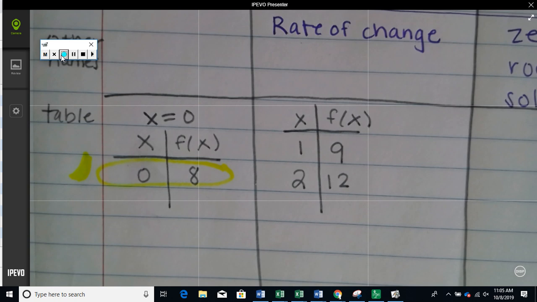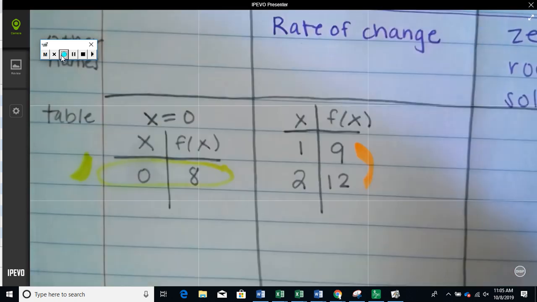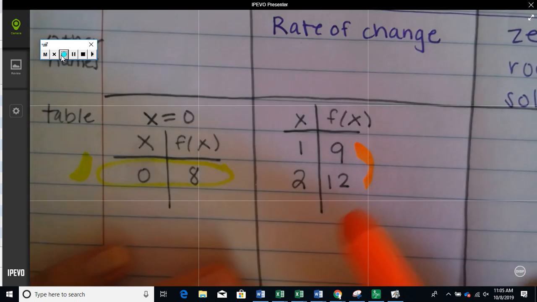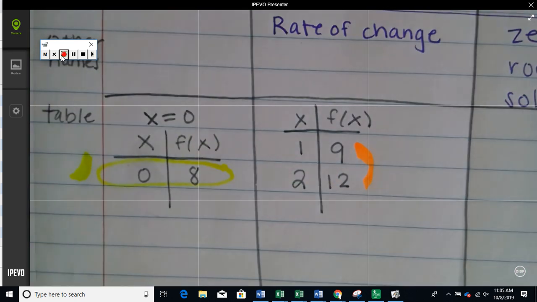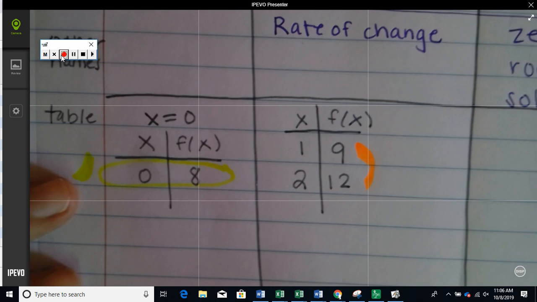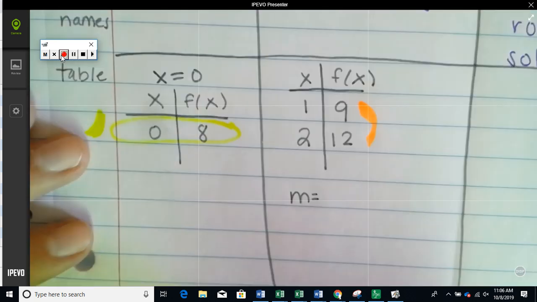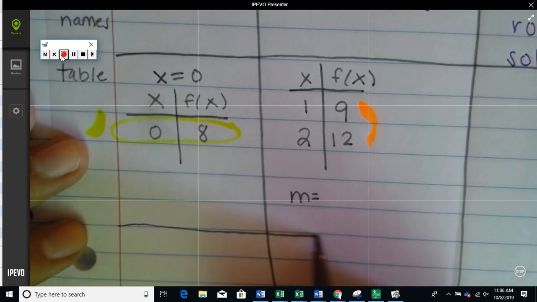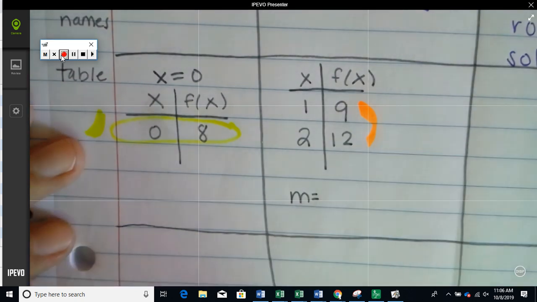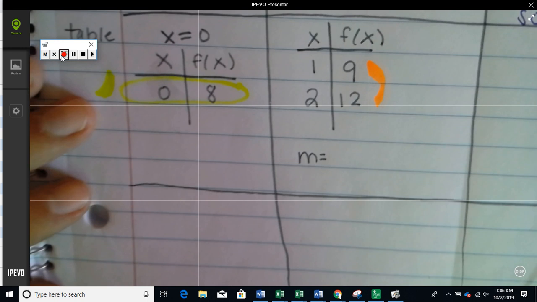So please get an orange highlighter, and we're going to see the difference between these two. We're going to write m equals. m stands for slope, m is the movement, m is the steps, m is the rate of change. Now don't take up too much space because we need the bottom 3 lines, just so you know. You're going to need the bottom 3 for something else.